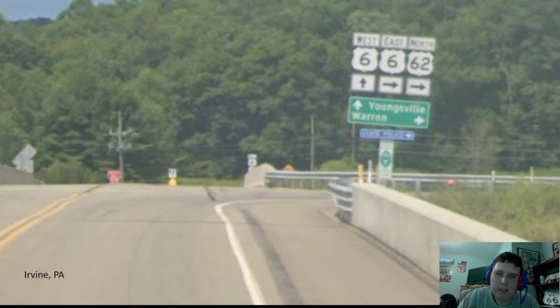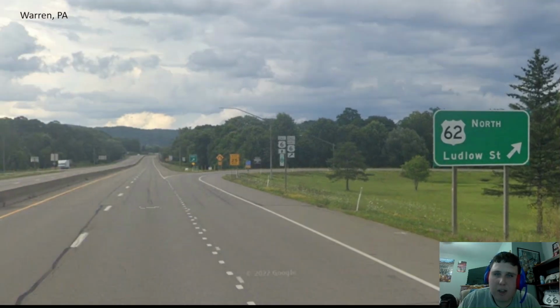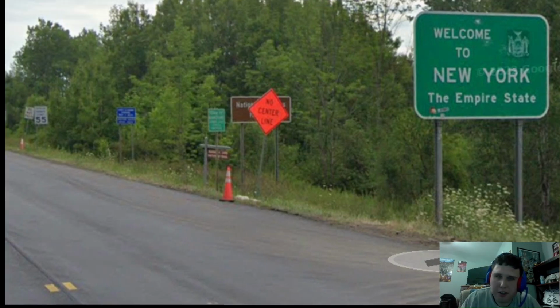Here in Irvine, Pennsylvania, we meet US Highway 6, and 6 and 62 are going to be concurrent as we head towards Warren. Here in Warren, 62 is splitting off from US 6 to head north into New York, and we're just in time for a local stop. Shortly after leaving US Highway 6, US 62 enters our last state of the video, New York.